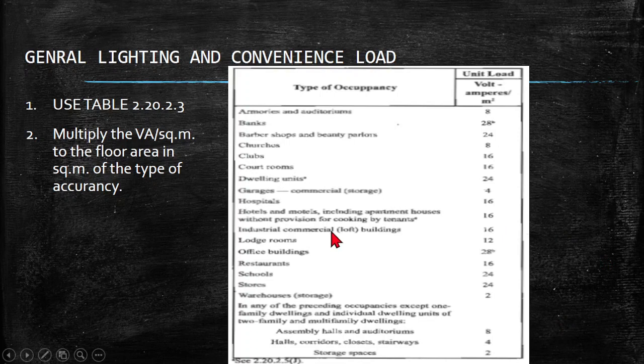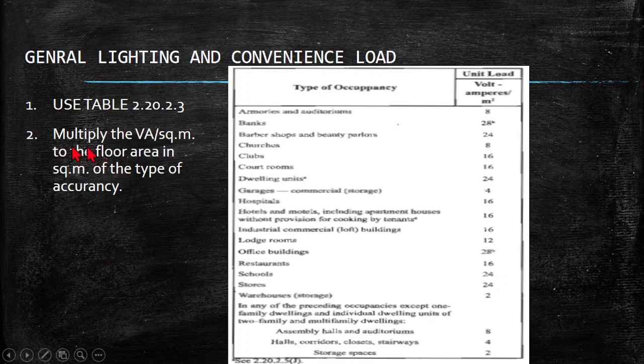Okay? So for this one, madalas ditong i-ano talaga sa exam is yung sa mga banks, yung sa mga offices, then yung mga dwelling units, no? Yun yung kadalasan. So for the banks, we have 28 volt ampere per square meter. For dwelling units, it is 24. And for office buildings, so still 28 volt amperes per square meter.